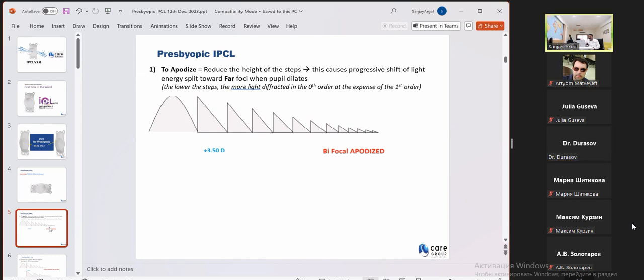And the first scientist who discovered this diffractive principle is Cohen, and he innovated this design in 1967.